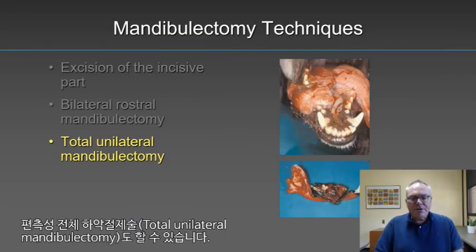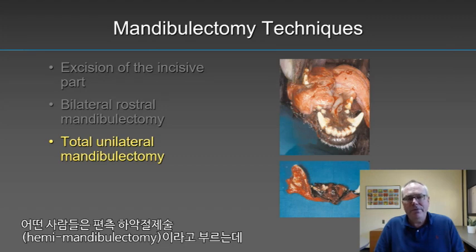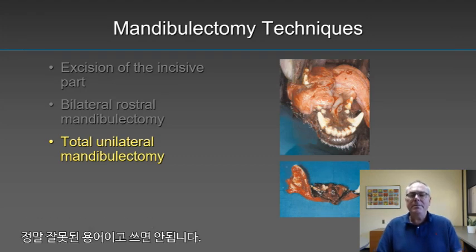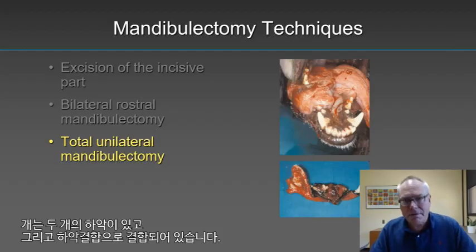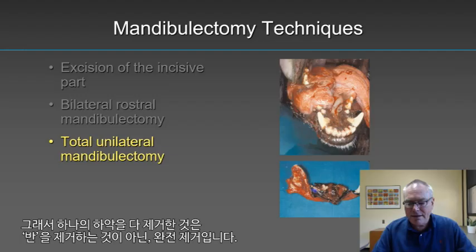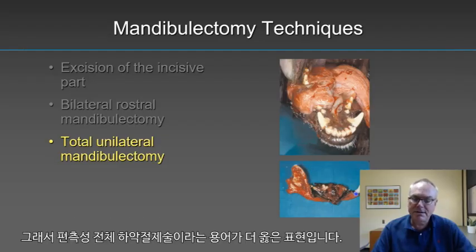We can also perform a total unilateral mandibulectomy, something that many people refer to incorrectly as a hemimandibulectomy. The term hemimandibulectomy really is a misnomer that should be avoided. The dog has two mandibles that are joined at the symphysis. So removing one entire mandible is not a hemimandibulectomy, it's a total unilateral mandibulectomy. So that is the terminology that we prefer.